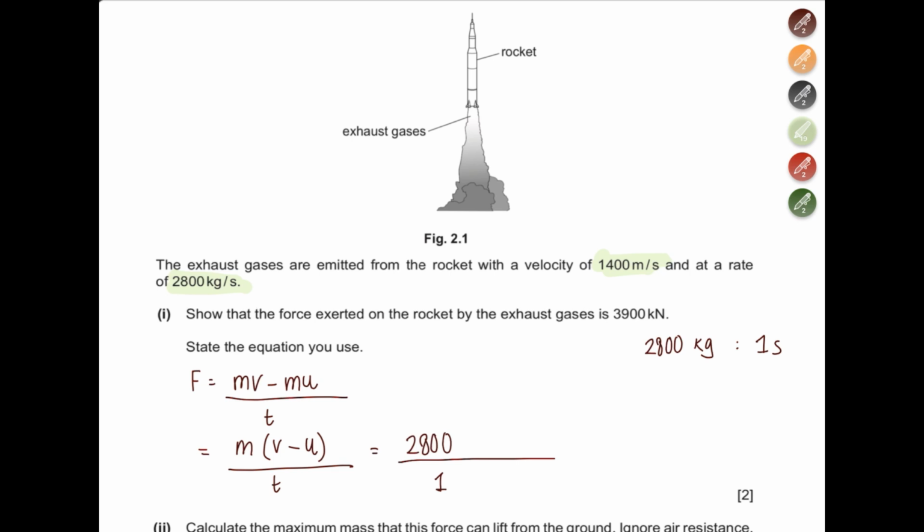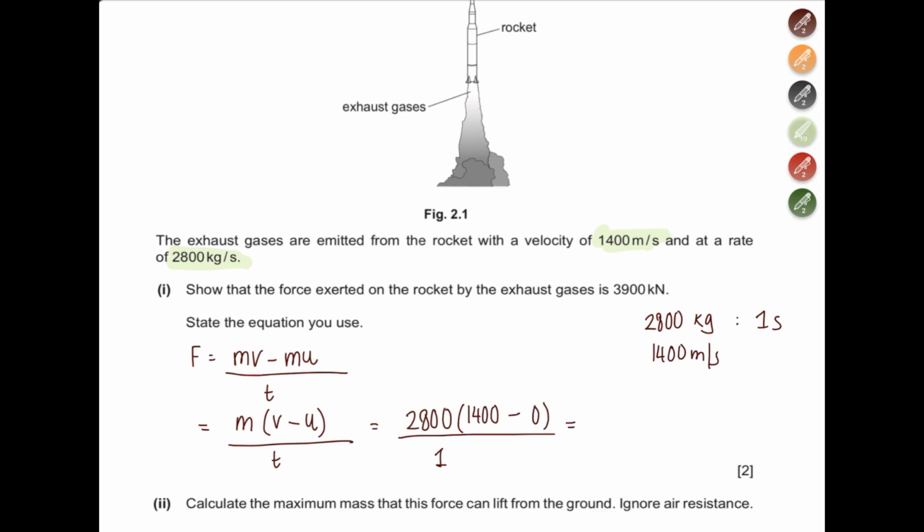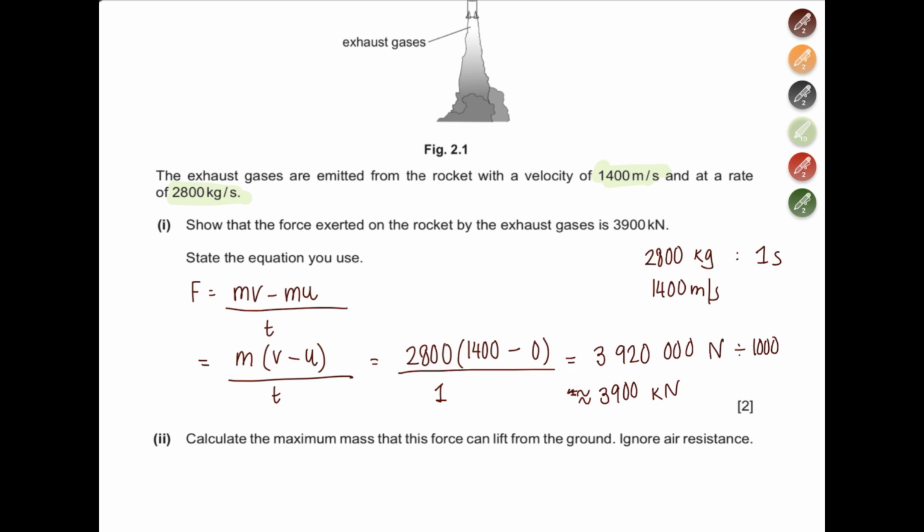What about velocity? Velocity is given. It's 1400 meter per second. So this is going to be 1400 minus 0 because it's starting from rest, from the ground. We get 3,920 Newton. To convert this into kilonewton, from small to big unit, we divide by 1,000. This will give us 3,900. This is approximately 3,900 kilonewton.